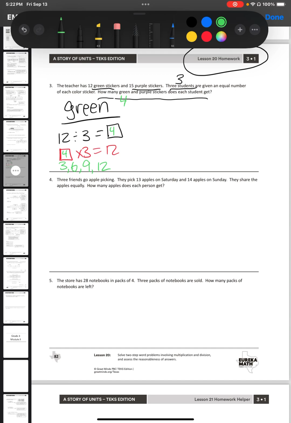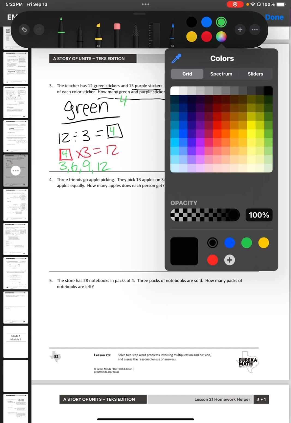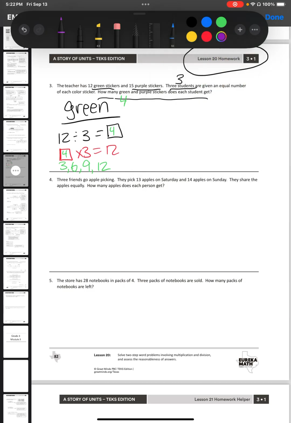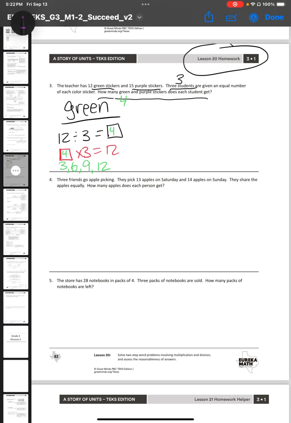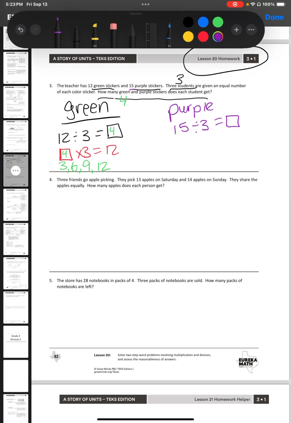Now let's work on the purple stickers, and I feel like we should pick a purple color to do it. That feels like the right thing to do to me. So let's pick a purple color. What do I know about the purple stickers? I know that there are 15 purple stickers being shared by 3 students. What I don't know is how many stickers they each get. I'm going to flip it into multiplication. Some number of stickers times 3 students equals 15.